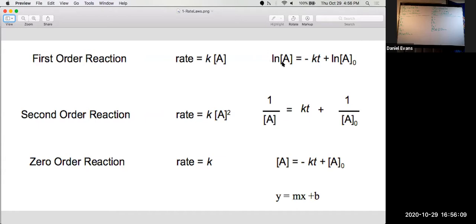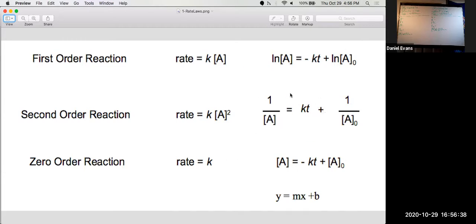For a first order reaction, we end up with log of the concentration equals minus kt plus log of the initial concentration. So again, it has the form of y equals mx plus b. y is log of A. The slope is negative k. x is time. And the intercept is the natural log of the initial concentration.